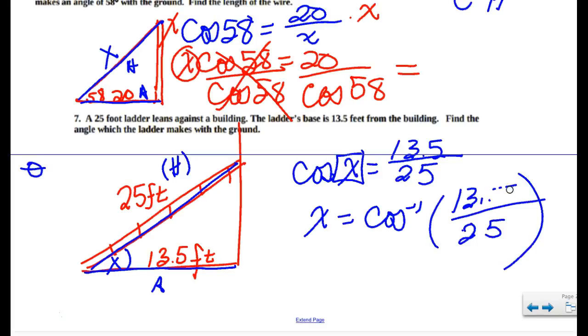And then again, you go to your calculator. Instead of hitting cosine, you hit second cosine. And then you do 13.5 divided by 25, enter, and it'll tell you what that angle measure is. So that's the end of 3.4. When all of it's signed off, you'll have access to the test, and we'll start a whole nother unit. It's been a good one.